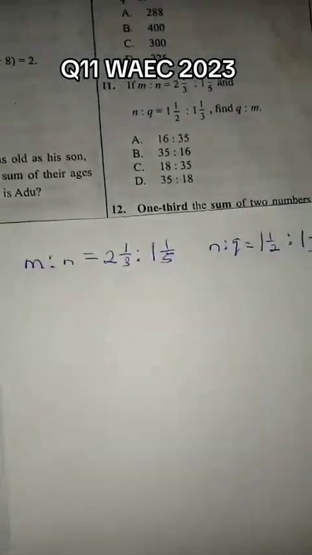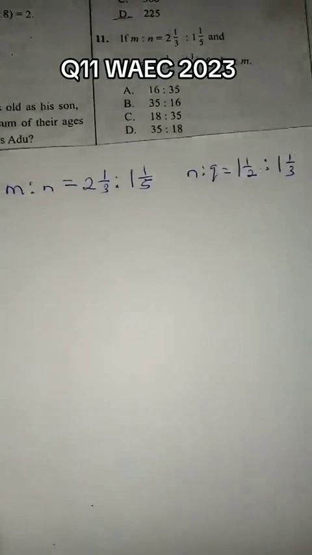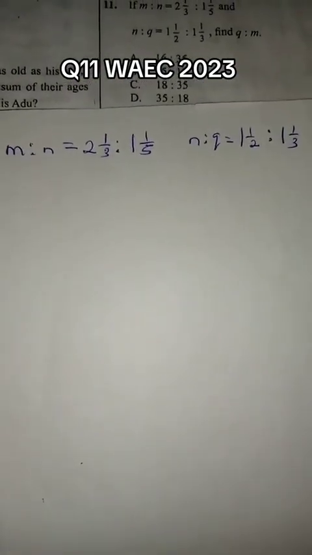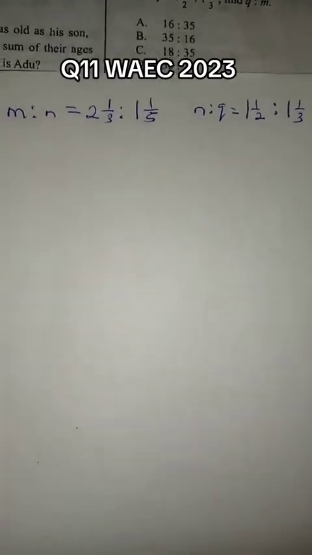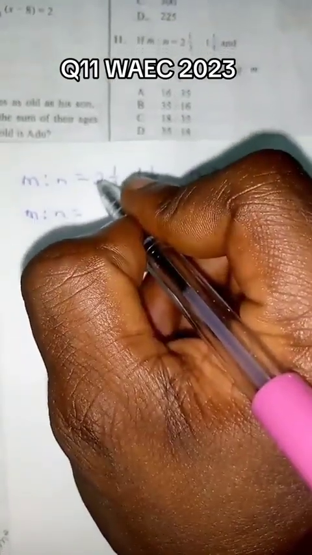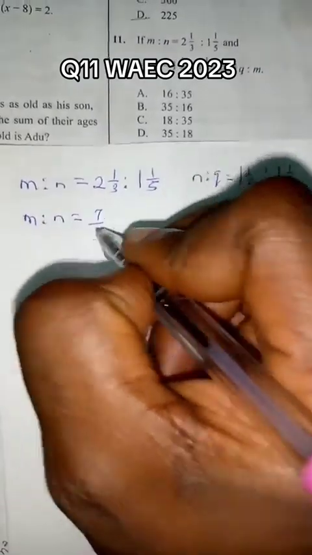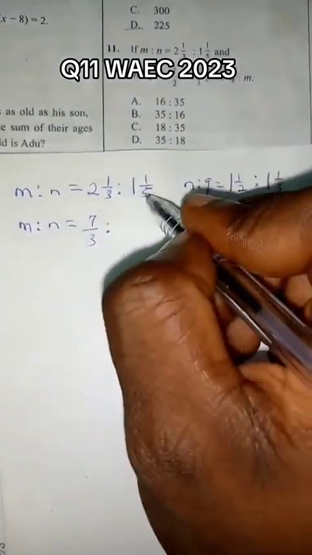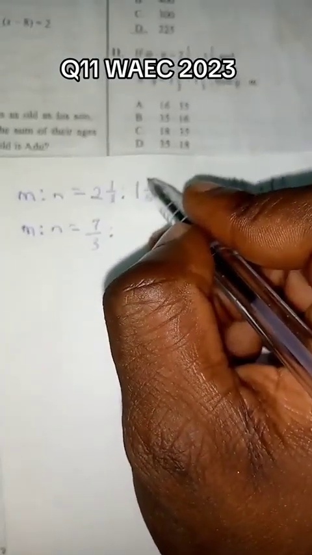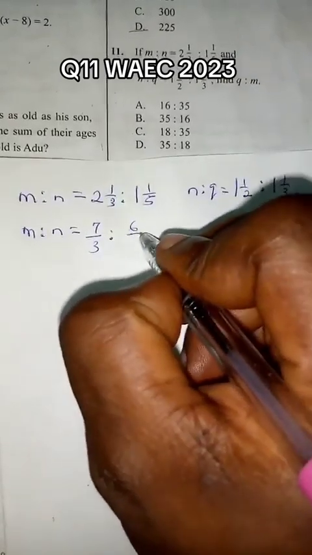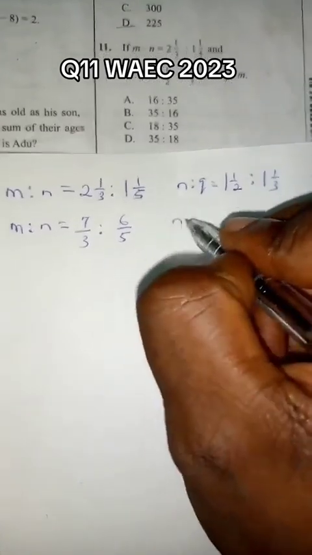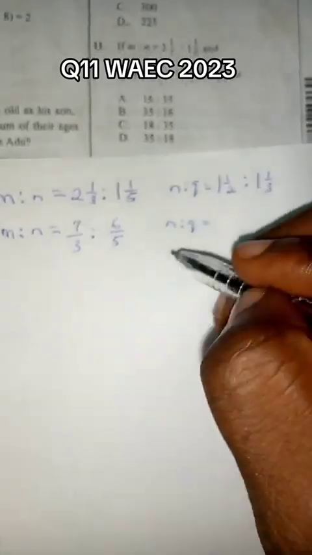over 3. So to tackle this problem, the first thing we are going to do is convert the mixed fractions to improper fractions. So m ratio n is going to be 3 times 2, 6 plus 1, 7. That's 7 over 3 ratio 5 multiplied by 1, 5 plus 1, 6. That's 6 over 5. Then for n ratio q, we're going to do the same.